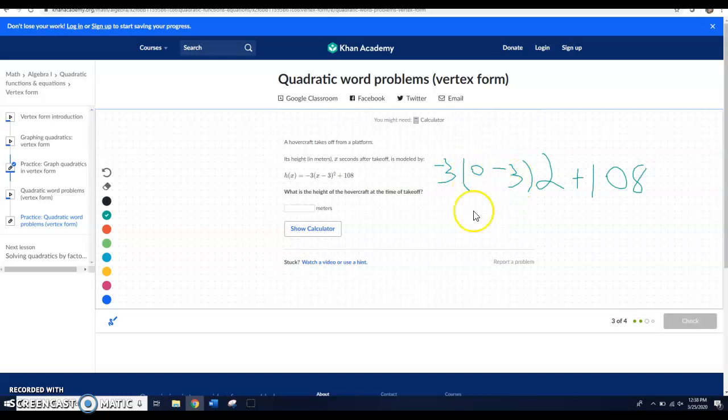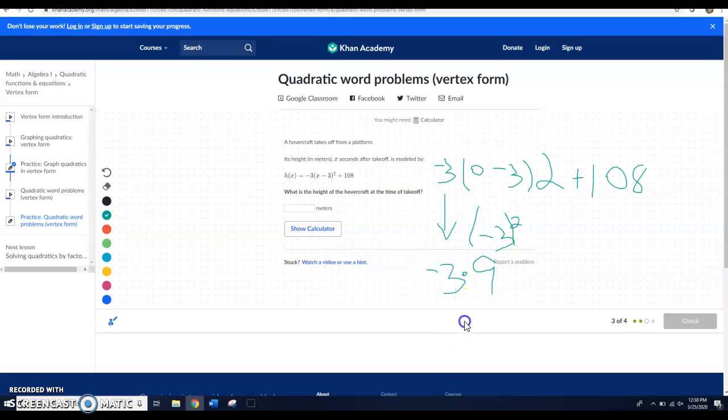So 0 minus 3 is negative 3. And then I'm going to square that. Negative 3 squared gives me positive 9. And then I'm going to multiply 9 times this negative 3 from the top. So negative 3 times 9 gives me negative 27.